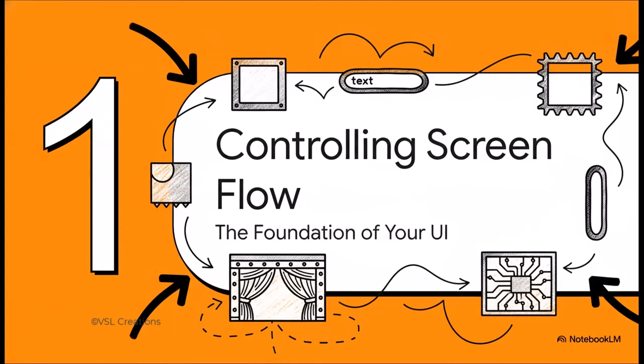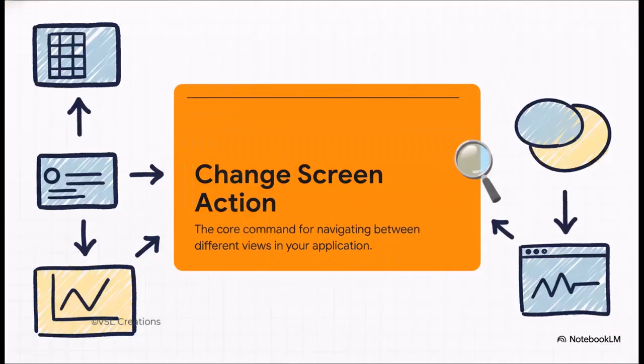Look, before you can tell your actors, your buttons, your labels, all that good stuff, what to do, you need to be able to change the entire scene. This is ground zero for any good user interface. And the absolute star of the show here is the change screen action. It's so simple, but it's the core command that lets you guide the user around your app. Going from the main menu to the settings page, that's a change screen action. Dashboard to a detailed view, you got it.